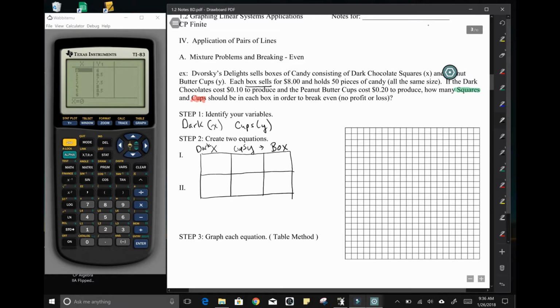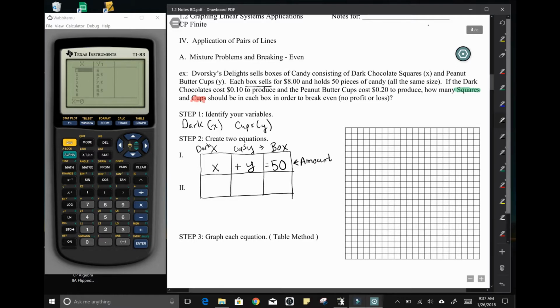So the next piece is deciphering what goes into which equation, okay? It's normally pretty easy. All I know is that within each box, I'm going to have dark chocolates and I'm going to have regular cups, and each box sells for 8, holds 50 pieces. Really, you need to decipher and look back at the problem. So each box contains 50 pieces. We can call this our amount equation, perhaps. Not really a formal name, but that's what we'll call it.